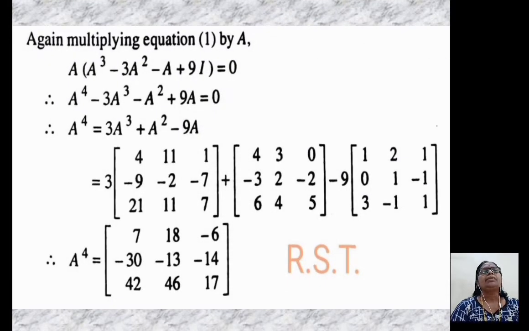Again, multiplying equation 1 by A. Here we have to calculate A raised to 4. So, we multiply given equation 1 by A. Hence, A into bracket A cube minus 3A square minus A plus 9I bracket complete equal to 0. Hence, A raised to 4 minus 3A cube minus A square plus 9A equal to 0. And finally, we get A raised to 4 equal to 3A cube plus A square minus 9A.